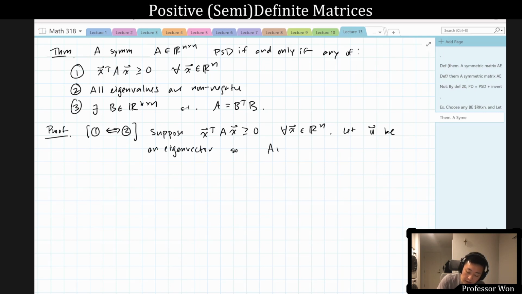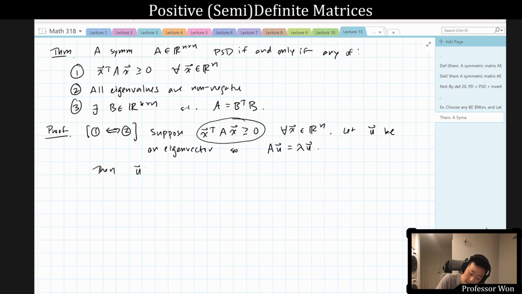So A times U is equal to lambda times U for some scalar lambda. I want to show that that scalar lambda is a non-negative scalar, right? But I want to use this property that I know about any vector transpose times A times that vector being greater than or equal to 0. So we should do that with U. We should do that with this eigenvector, right?